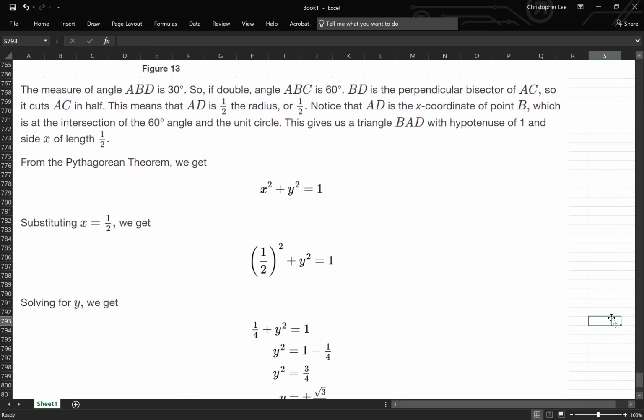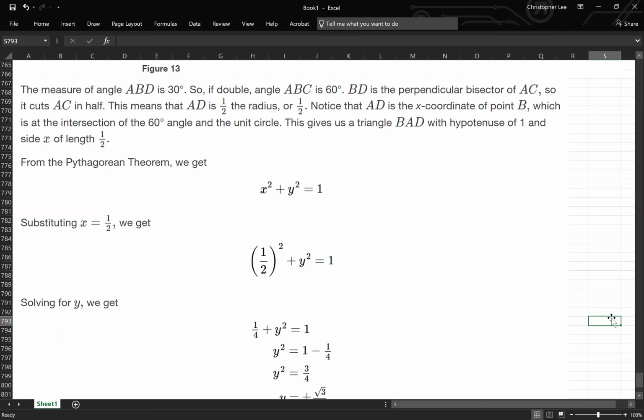So the measure of angle ABD is 30 degrees, if angle ABC is 60 degrees. Line BD is a perpendicular bisector of AC, so it cuts AC in half. This means that AD is 1/2 the radius, or 1/2. Notice that AD is the x coordinate of point B, which is the intersection of the 60-degree angle and the unit circle. This gives us a triangle ABD with hypotenuse 1 and x of length 1/2.